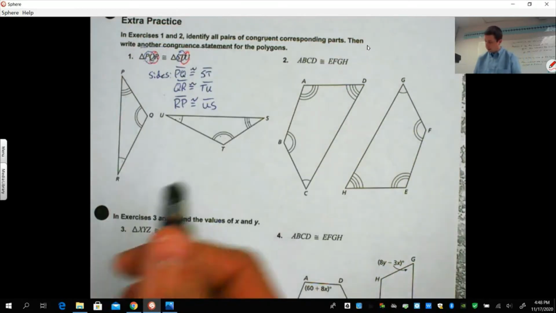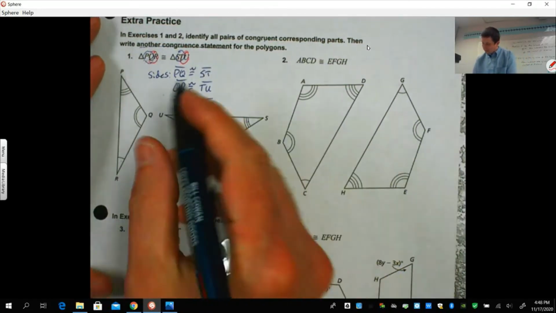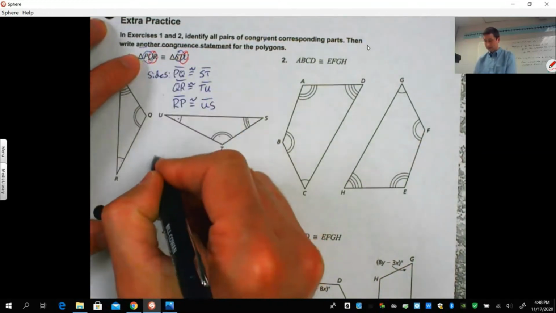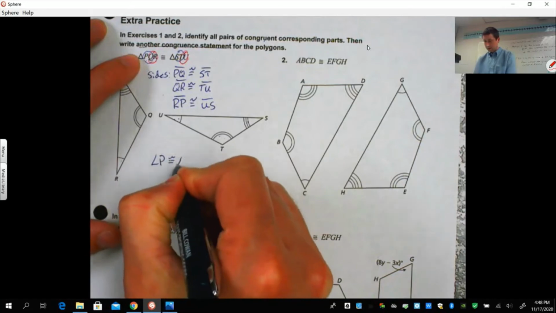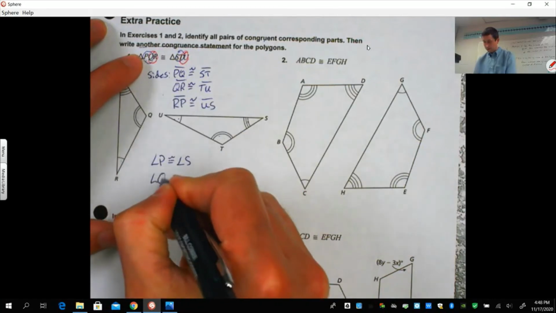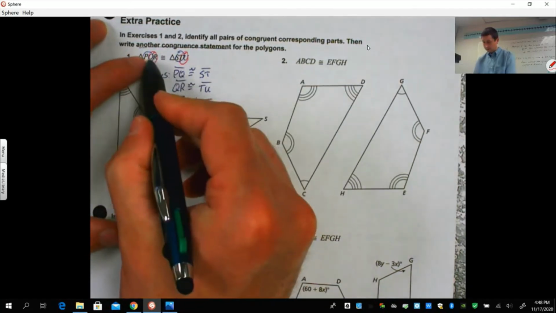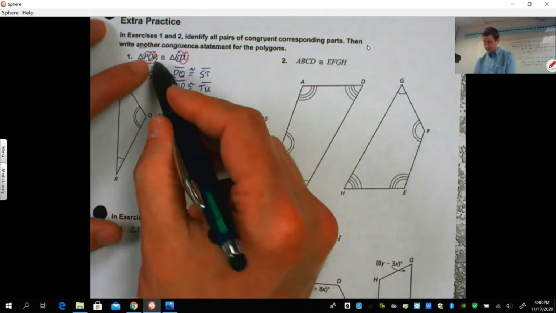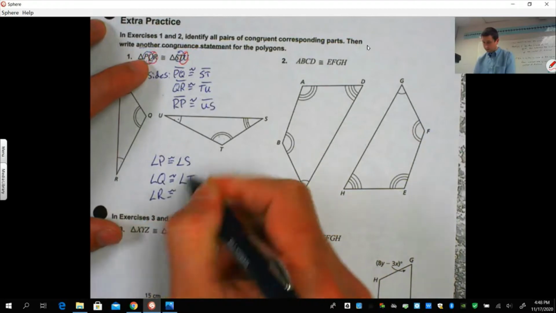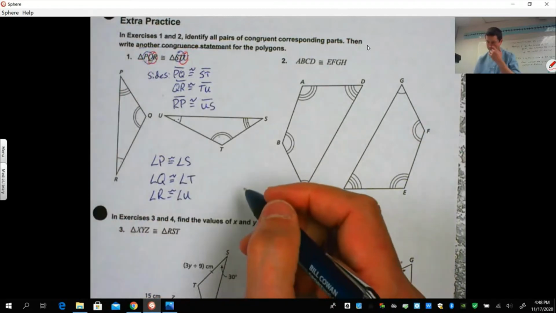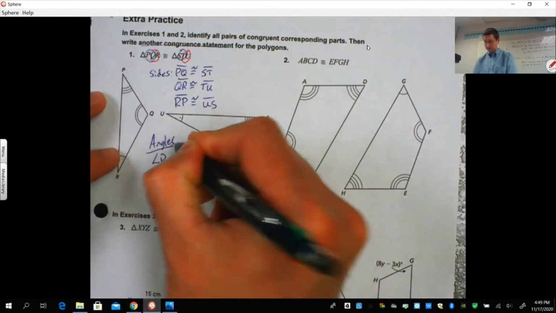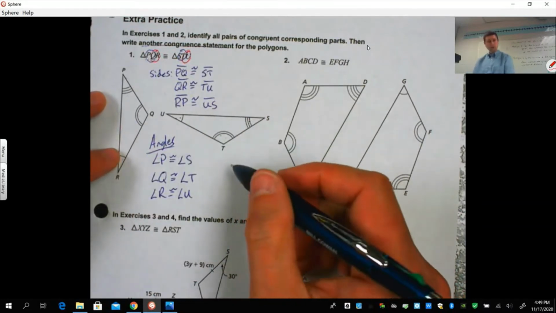When we do the angles, you have to still match them up the right way. P has to go with S, so angle P is congruent to angle S. Angle Q, that's the second one, has to be congruent to angle T. And then angle R has to be congruent to angle U. So these would be your sides, and these would be our congruent angles, their corresponding parts.